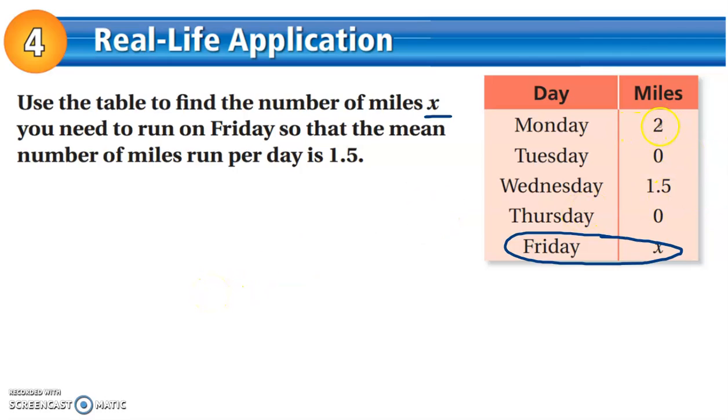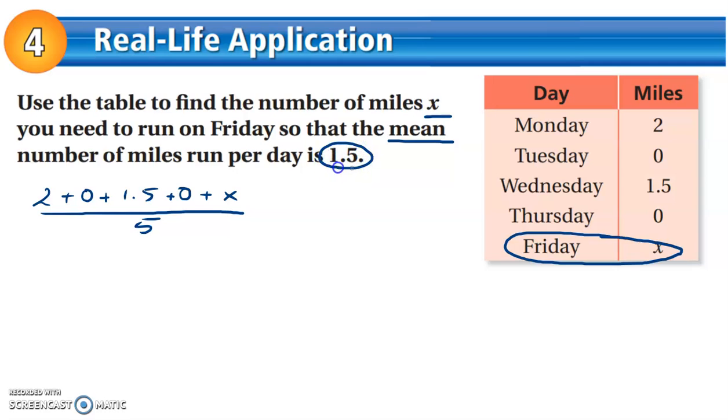All right, so we want to find the mean. You find the mean by adding up all the numbers and dividing by how many there are. There are 5 days total, so we are going to add those up. 2 plus 0 plus 1.5 plus 0 plus x divided by 5, and we want that to equal 1.5.